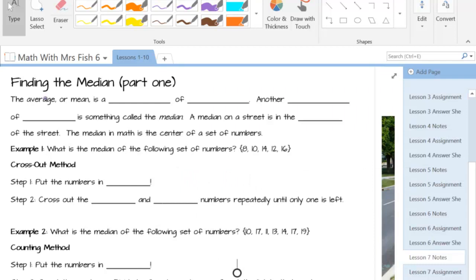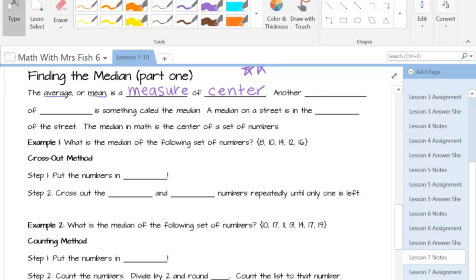The average, or mean, and that again is from a previous lesson, is a measure of center. Boys and girls, this is going to be important. This is going to be on your homework. It's going to come up in lessons to come. It's going to show up on standardized tests. You want to understand measure of center. We'll talk more about it in the future. Right now, we're just going to get a sense of what a measure of center is.